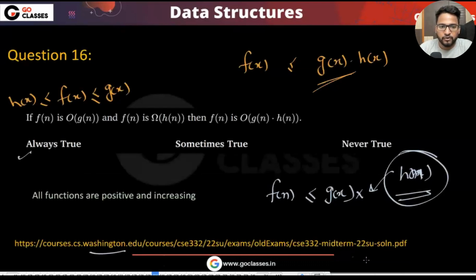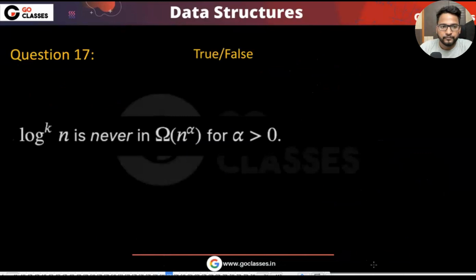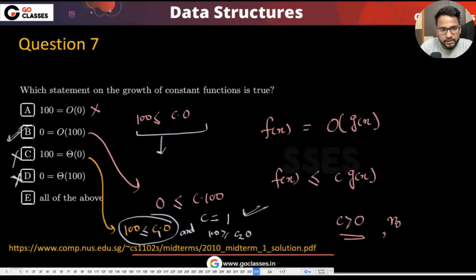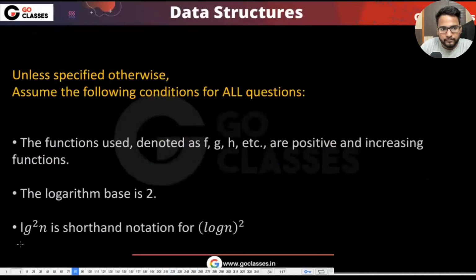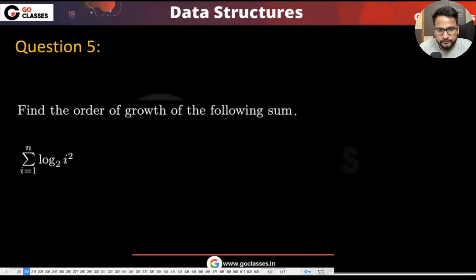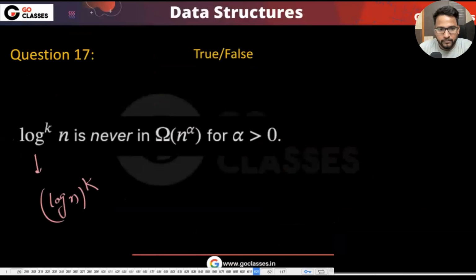Okay, this question is from Washington University. Yeah, so tell me about this. So this means log n power k. That's the one thing that I already mentioned in the first slide, I think. See, this is a shorthand notation for this. Anyway, so this is log n power k, and this is n power alpha.